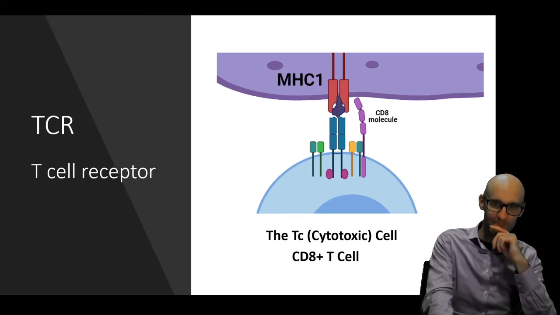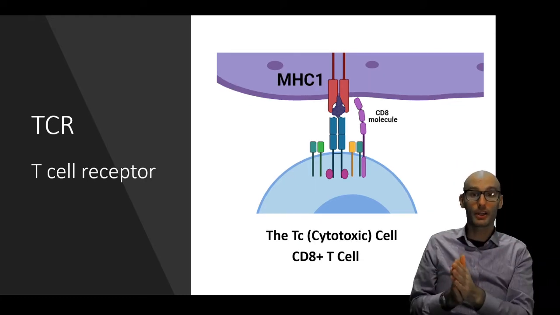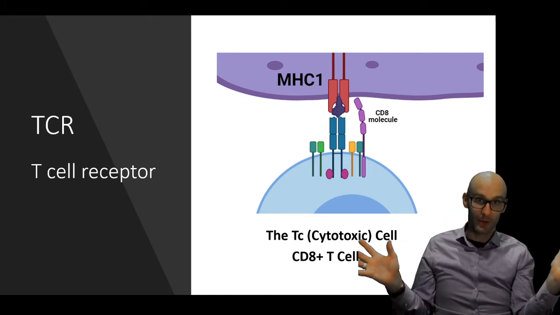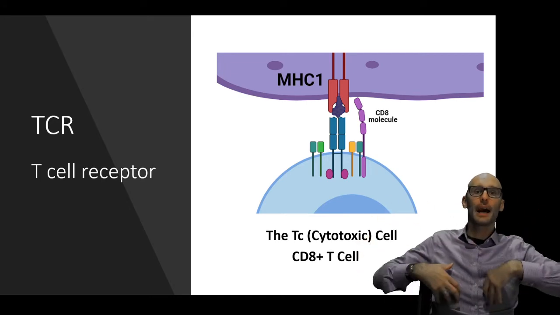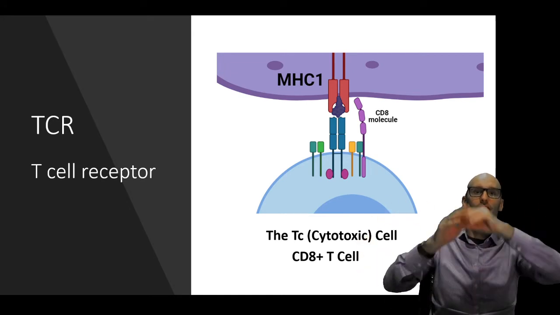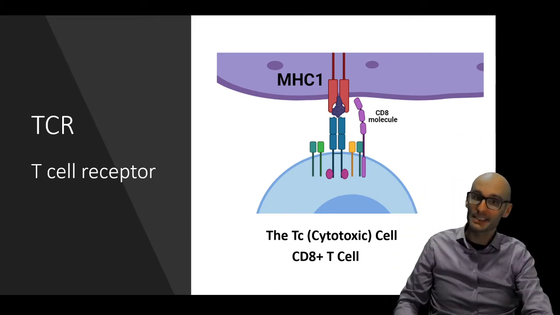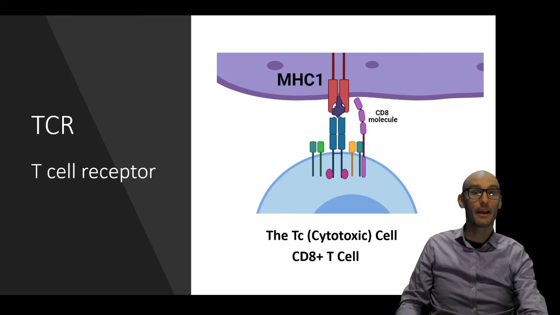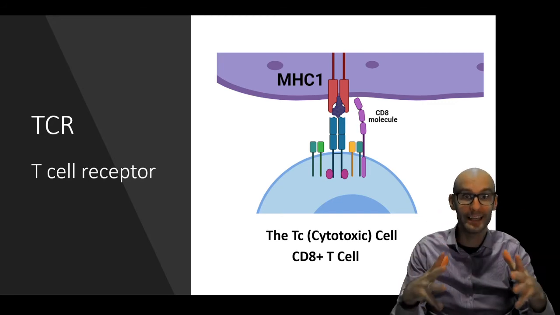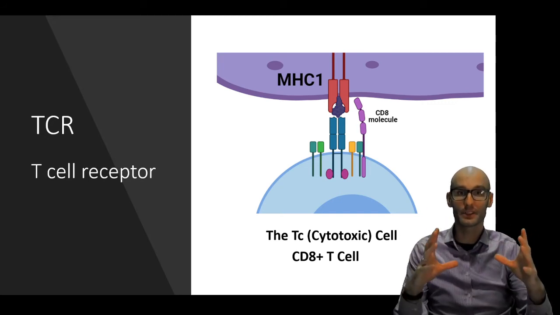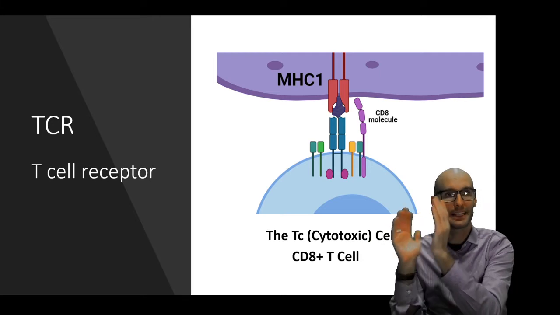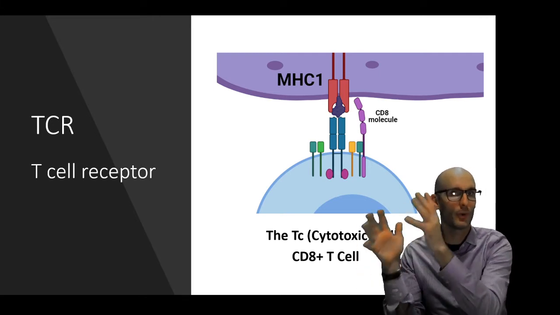Now, the MHC1 molecule is expressed on all cells, right? So all cells sample the proteins in their cytosol and present it on an MHC1 molecule. Now, the MHC1 molecule is recognized by the CD8 molecule, and the CD8 molecule is present on cytotoxic T cells. So this is one of the key differences. Helper cells, MHC2 molecules, so professional antigen presenting.